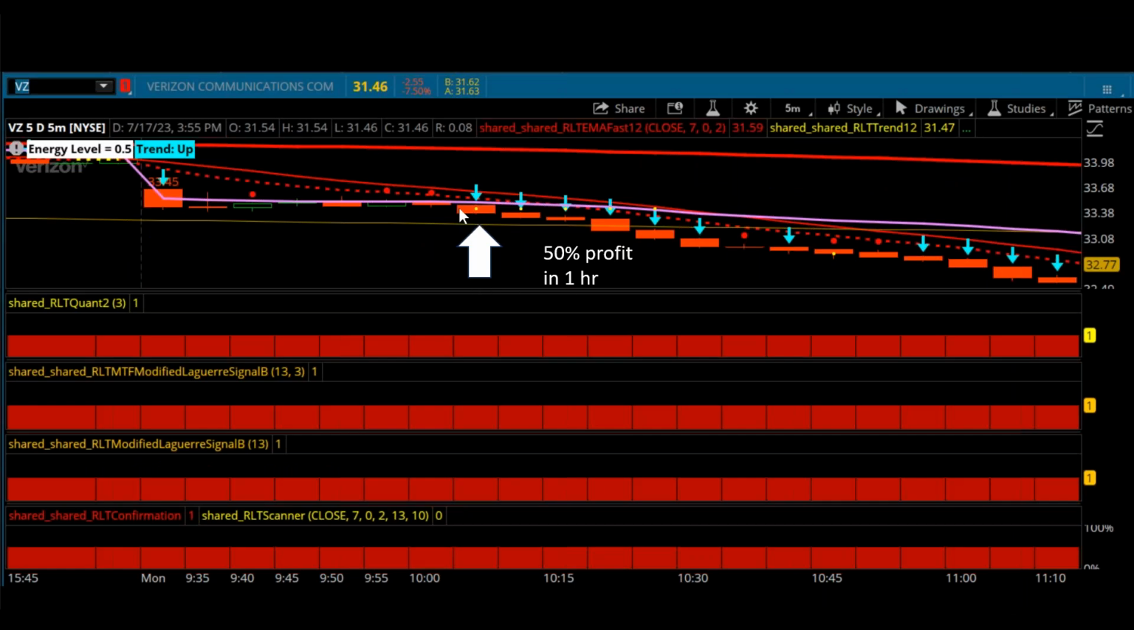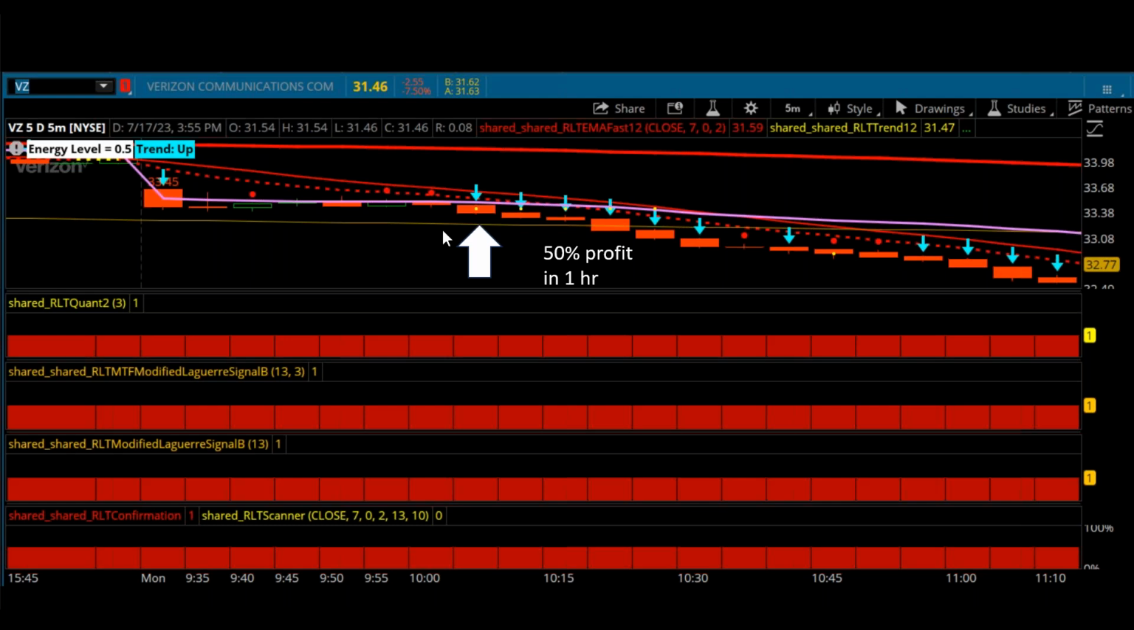There's Verizon. That was another beauty. This is a 5-minute chart. See how it broke below the VWAP? See the current Compass indicators right here, all red. We know that the institutions are selling it. We jumped in here. We took a 50% profit in an hour. We actually got in at 45 cents.